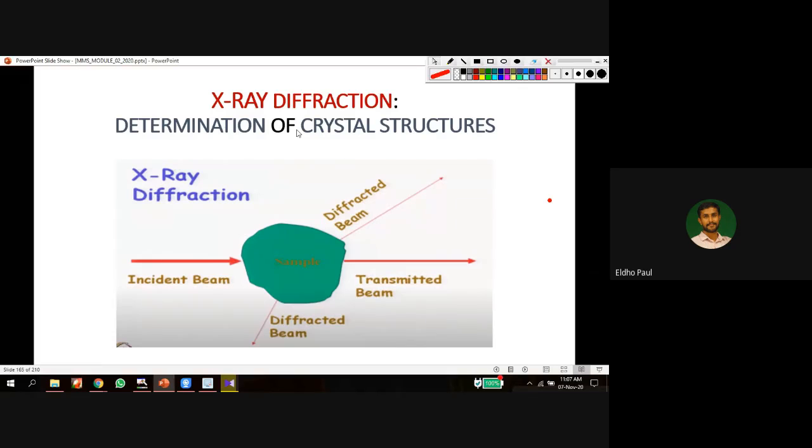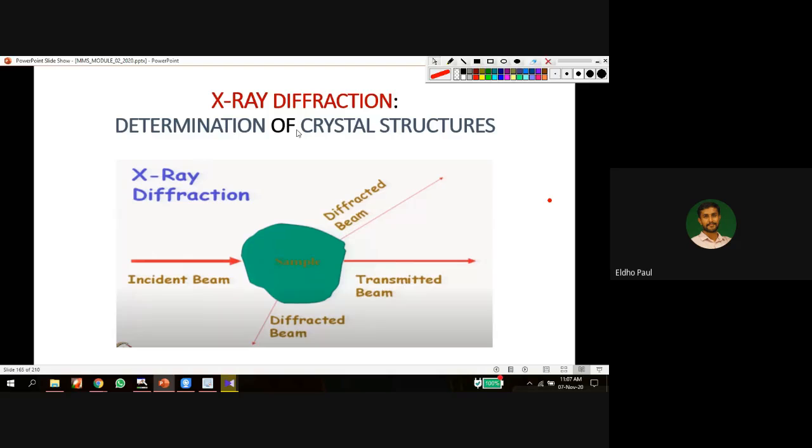Okay. So next one is X Ray Diffraction. This is another technique for microstructure study, determination of microstructure using X Ray diffraction. Okay. So you may have heard about X-rays.